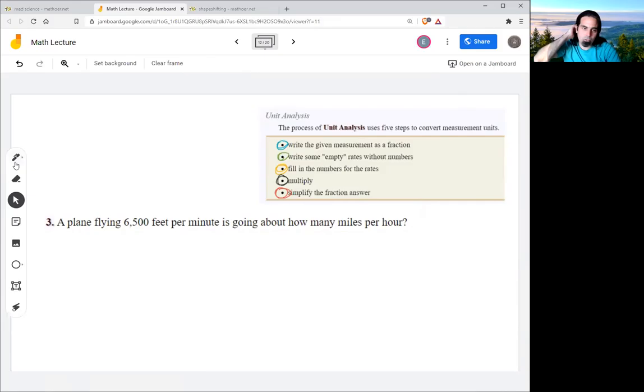This one's a homework problem. I'm going to change it so that I'm not doing your homework for you. Instead of 6,500 feet per minute, let's just make it 4,000 feet per minute.